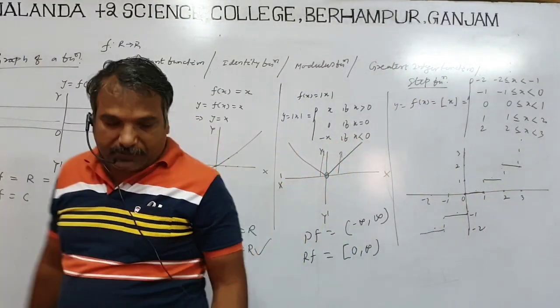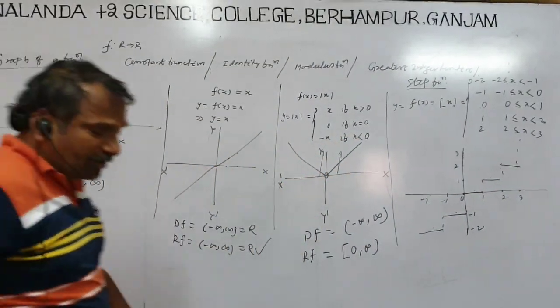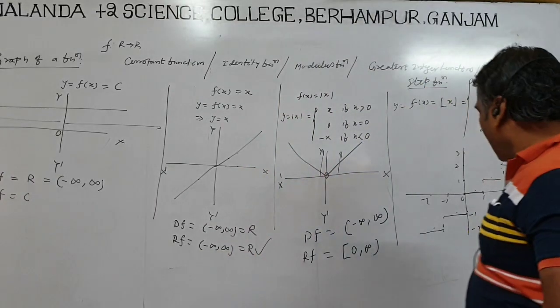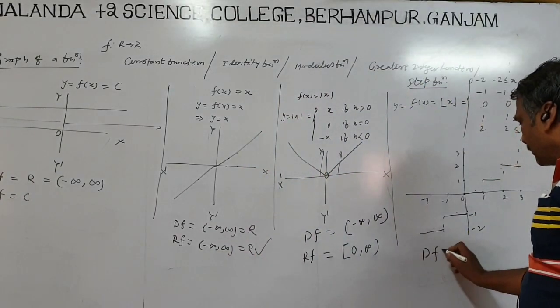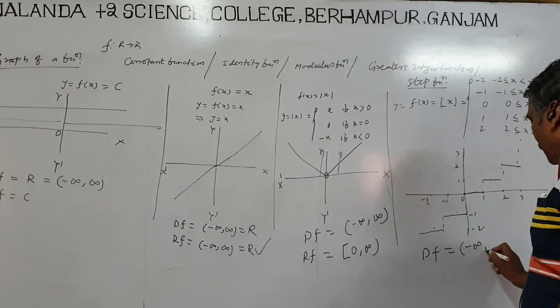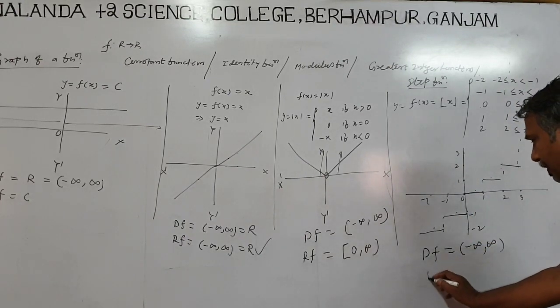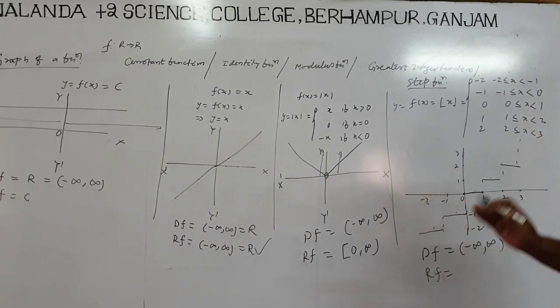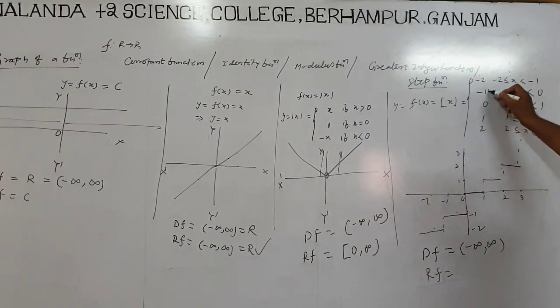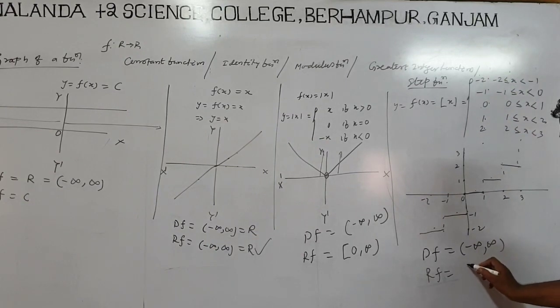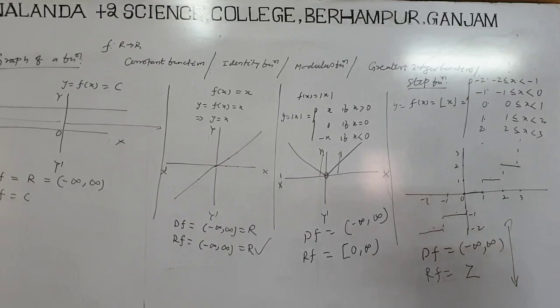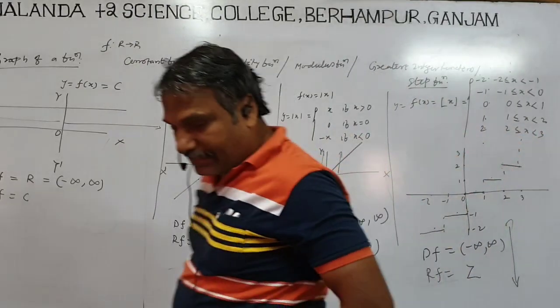Now next one is, what is the domain and range of the function? The domain of the function equals minus infinity to plus infinity, because x belongs to real number. And what is the range of the function? Only integers: 0, plus or minus 1, plus or minus 2, plus or minus 3. So this is the domain and this is the range of the function.